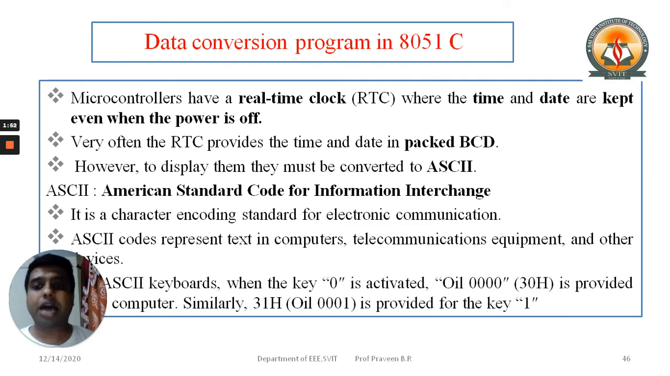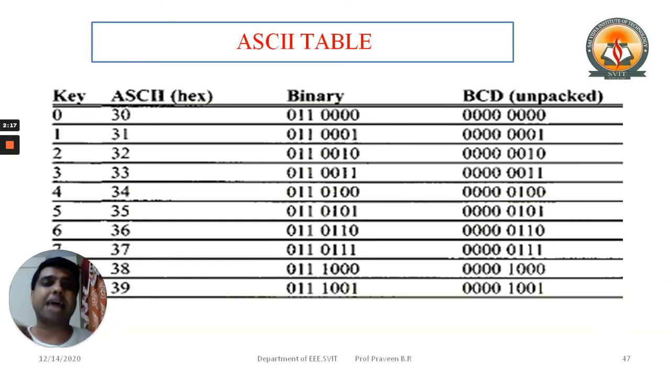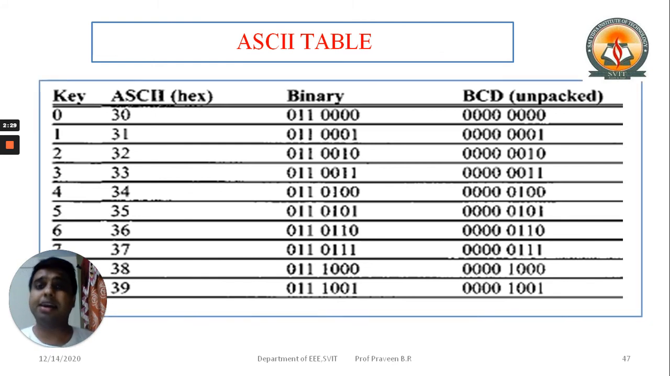On an ASCII keyboard, when I press key 0, it goes to 30H. That means 00 will be added with 30, so 30H will be provided in the computer. Similarly, whenever I press 1 on the keyboard, it goes to 31H. So it always keeps adding 30 to the number. If I press 0, it is 30. If I press 1, the ASCII equivalent is 31. It keeps on going up to 9. So this is the ASCII table.